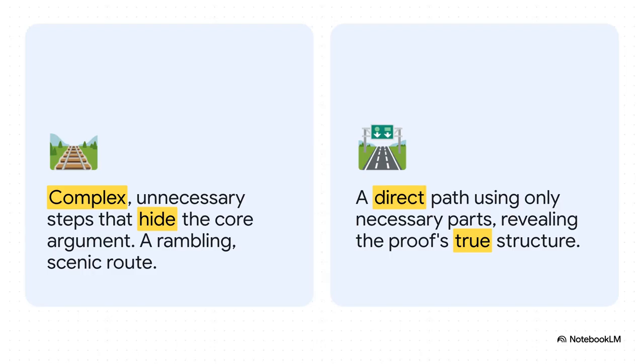And the difference is just night and day. Look at this. On the left, a proof with cuts is that rambling journey. It's cluttered, it gets you there, but it's a mess. On the right, though, a cut-free proof is a clean, direct highway. It only uses pieces that were already part of the original puzzle. And this isn't just about being tidy. Getting rid of cuts actually reveals the essential, beautiful structure of the argument itself.